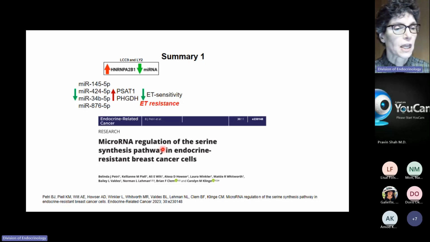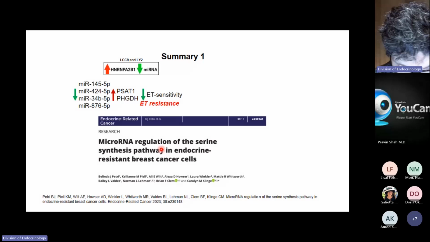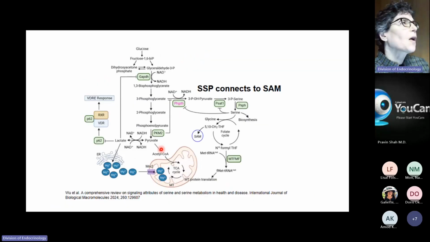And we published this last year in Endocrine-Related Cancer. Now, I want to say as a little bridge that I started out talking about epitranscriptomics and m6A, and then I got into hnRNPA2B1, which is a reader of the m6A. But the serine synthesis pathway is actually connected with methylation of targets because it's involved in S-adenosylmethionine production, because the serine synthesis pathway is linked to the folate cycle in which S-adenosylmethionine is generated.